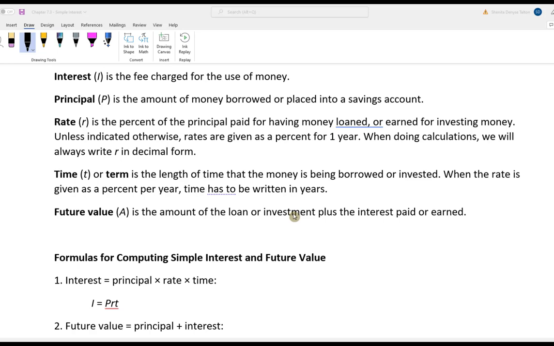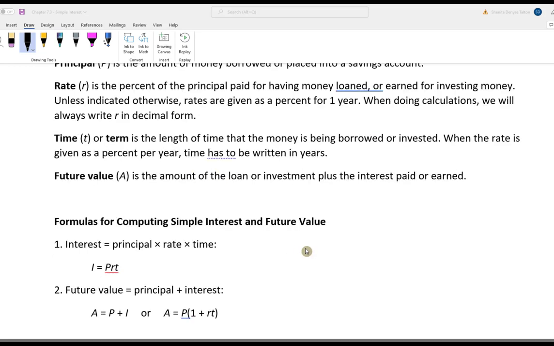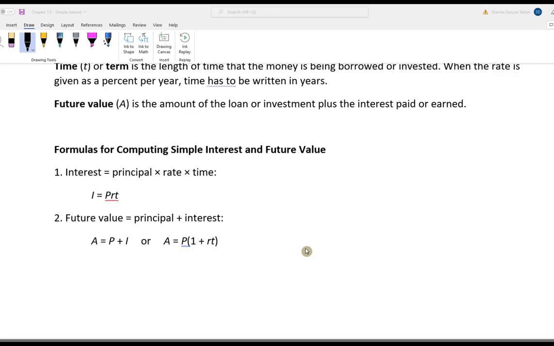Unless indicated otherwise, rates are given as a percent for 1 year. When doing calculations, we will always write R in decimal form. Time, denoted by the letter T, or term, is the length of time that the money is being borrowed or invested. When the rate is given as a percent per year, time has to be written in years. Lastly, future value is denoted by the letter A. It's the amount of the loan or investment plus the interest paid or earned.